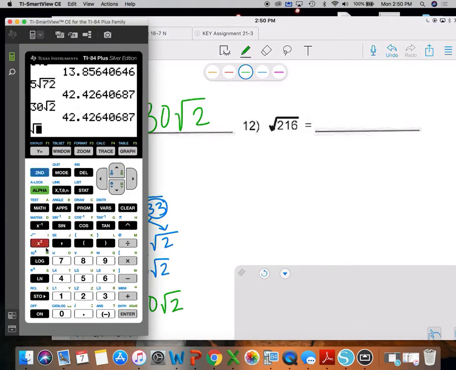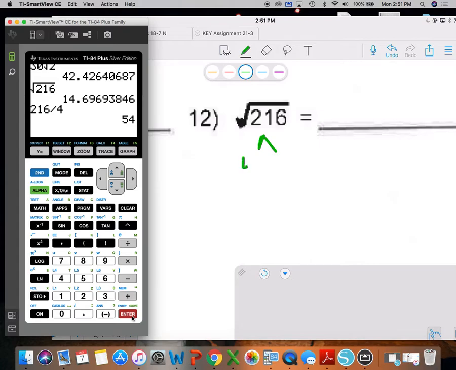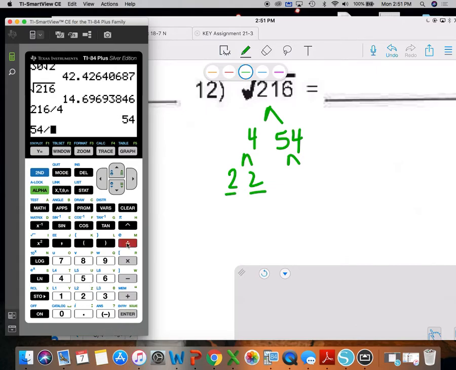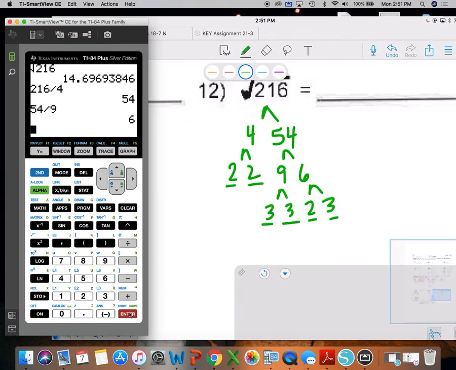So the square root of 216 does not work nicely, so I have to break it up. Let's see, 216, is it divisible by 4? I'm just taking a guess here. Okay, that is 4 and 54. You could say it's even, so it's divisible by 2, something like that. So 4 is 2 and 2, and both of those can stop there. 54 is a factor of 9, so 9 and 6. 9 is 3 and 3. 6 is 2 and 3.